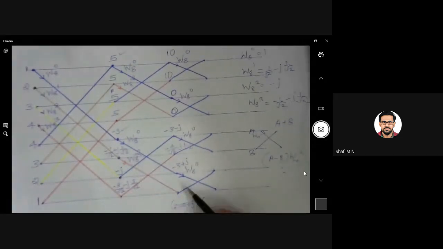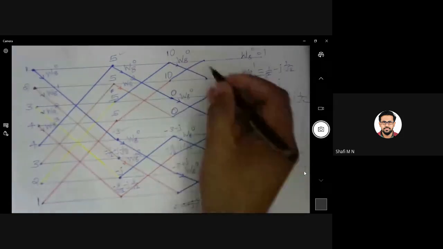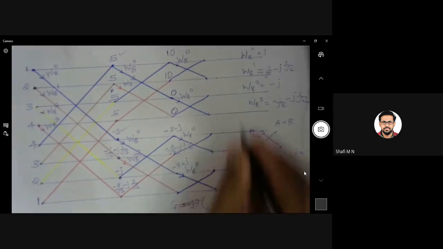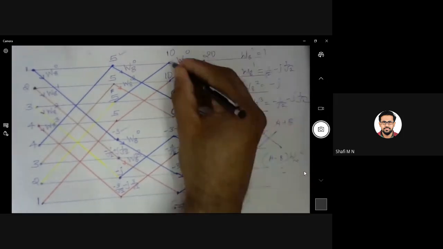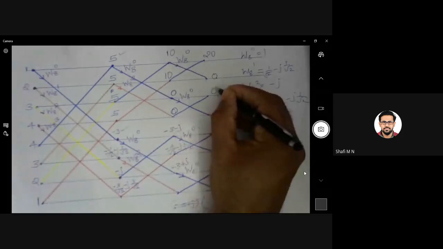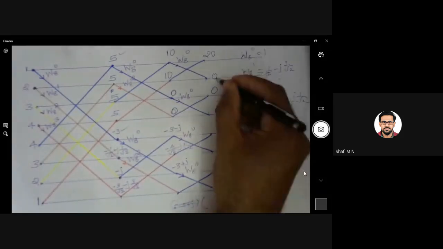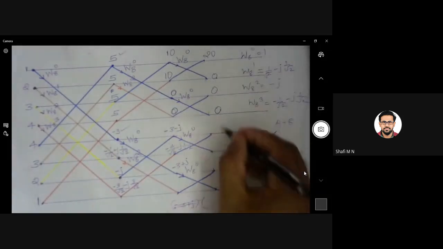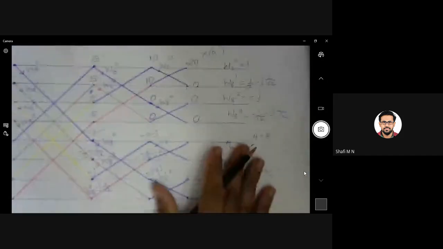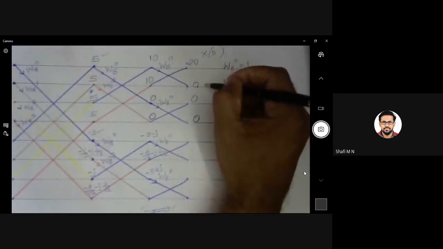To complete the calculations, I will just write the final answers. Final answers will be 20, because it's 10 plus 10, 20, then 10 minus 10, you will get 0. 0 plus 0, that will be 0. Then 0 minus 0, this will be 0. So 20, 0, 0, 0. So you find the remaining terms also. This is your x of 0, isn't it? This is x of 1, x of 2, x of 3.